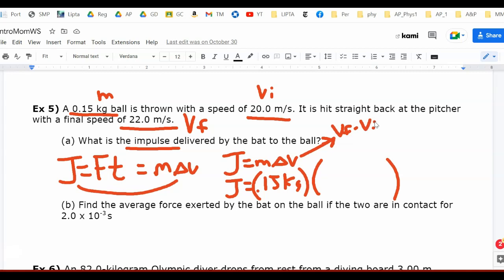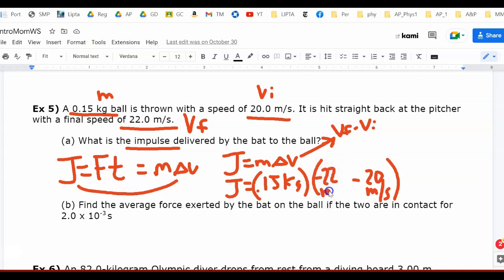Now there's a little twist to this problem. I know the initial is 20 meters per second, but I have to be really careful with the final, because I might think the final is 22, but it really is not. It's negative 22. That's what makes this a tough problem.